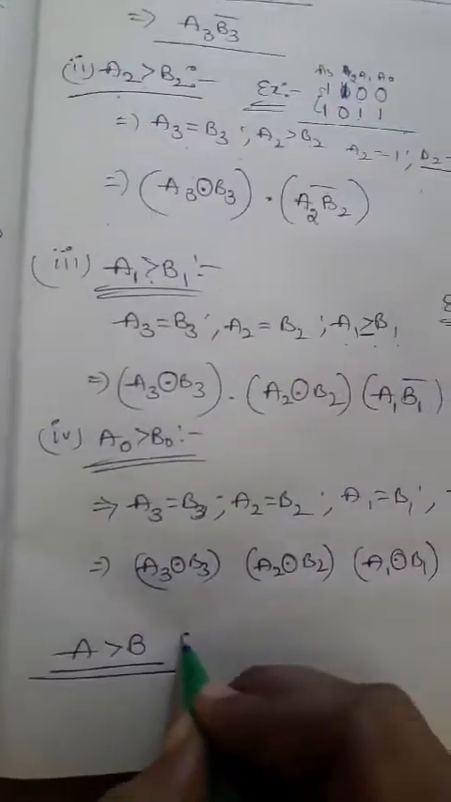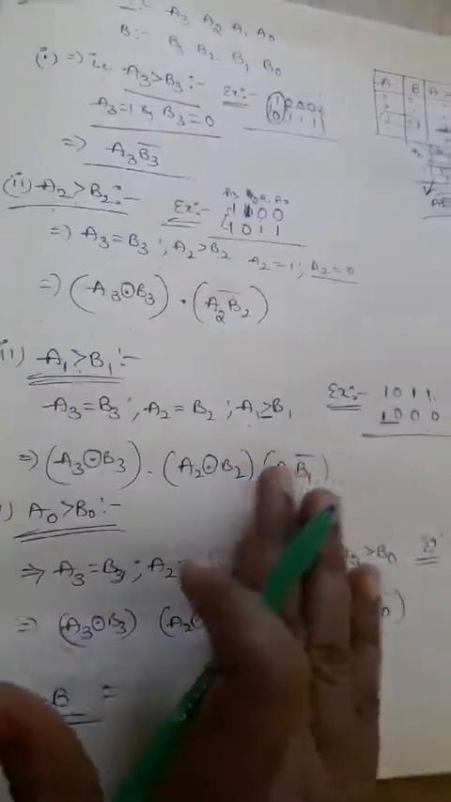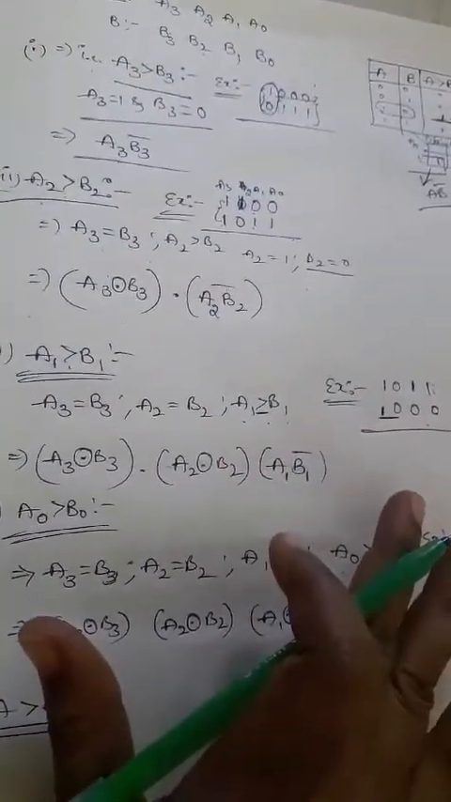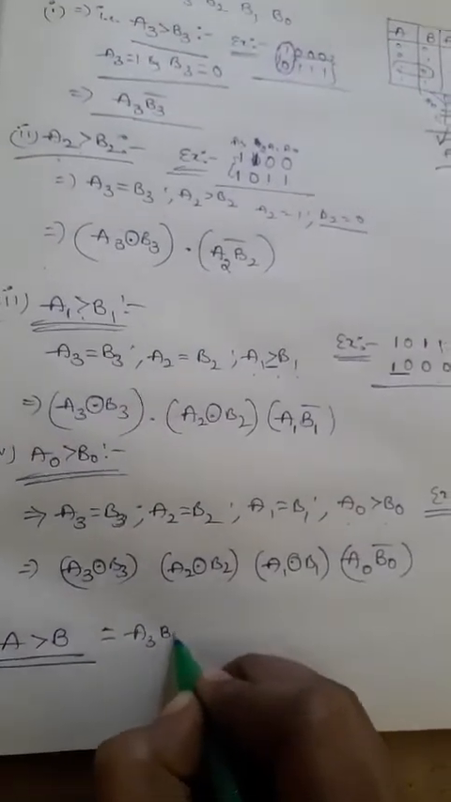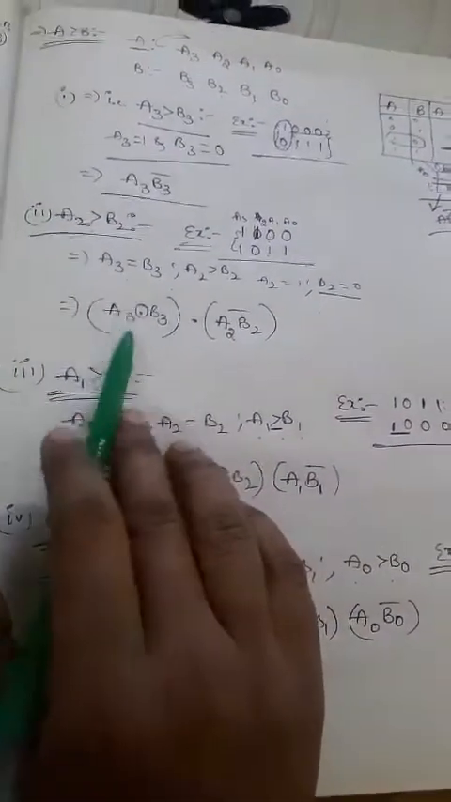So for this, the final output becomes: you can add all these values. How to add them? The first output is nothing but A3 B3 complement. So that is the first one. I will go with the OR operator here. Now the second one is this one.